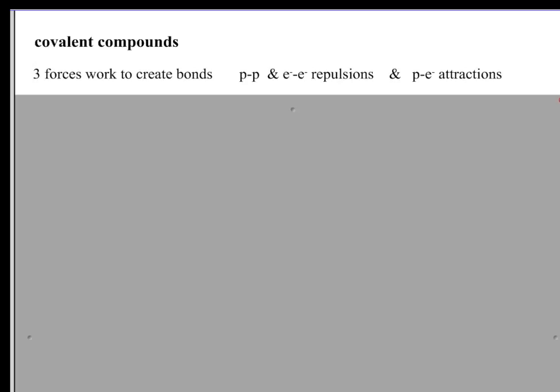So let's take a look at covalent compounds. Covalent compounds are compounds where the electrons are being shared, and it turns out that there are 3 forces at work to create these bonds. We have the nuclei of each atom that are positively charged. They repel each other, so that would be the PP, or the proton-proton repulsions.